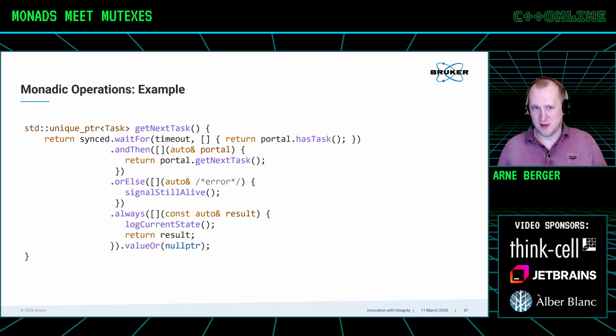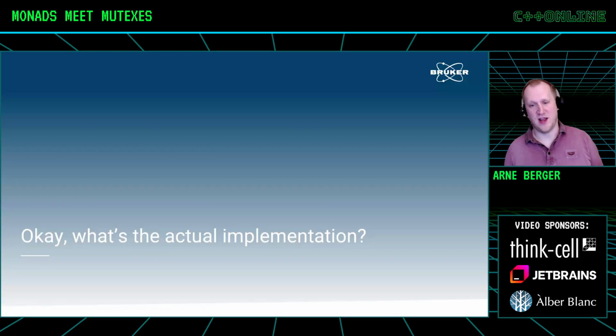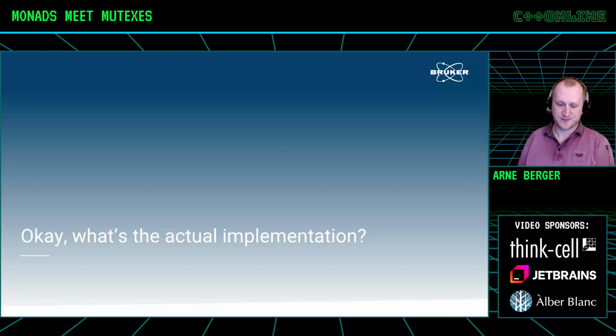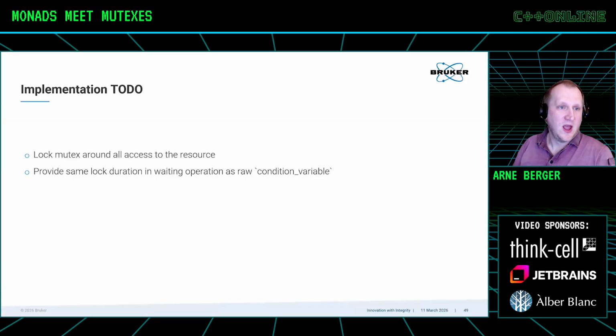Now, the hard question about that, can we make that happen? What's the actual implementation for this? I mean, it's a fine wish list, but how do we make that work? And what do we need for this is, okay, first thing is we need to lock the mutex around all accesses to the resource. So these basic access functions, we need to implement them actually. And we will have a brief short look at them.